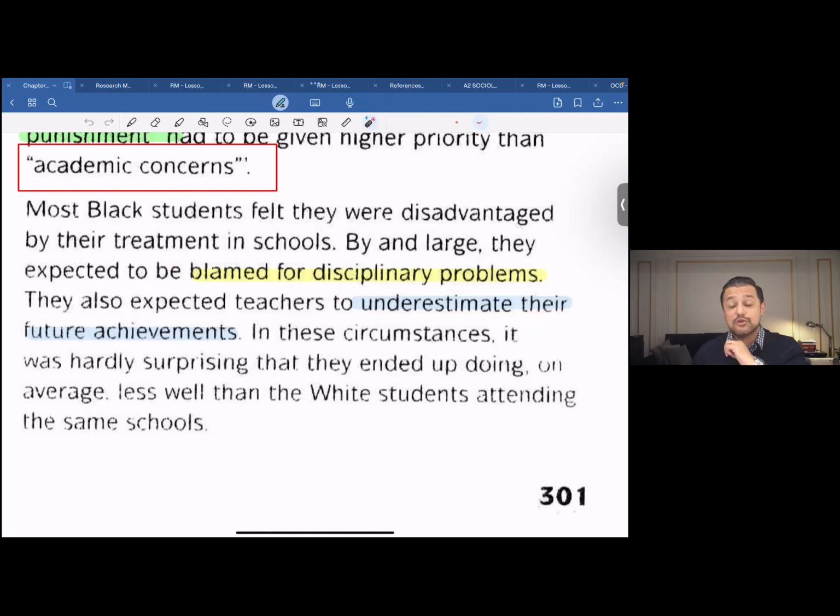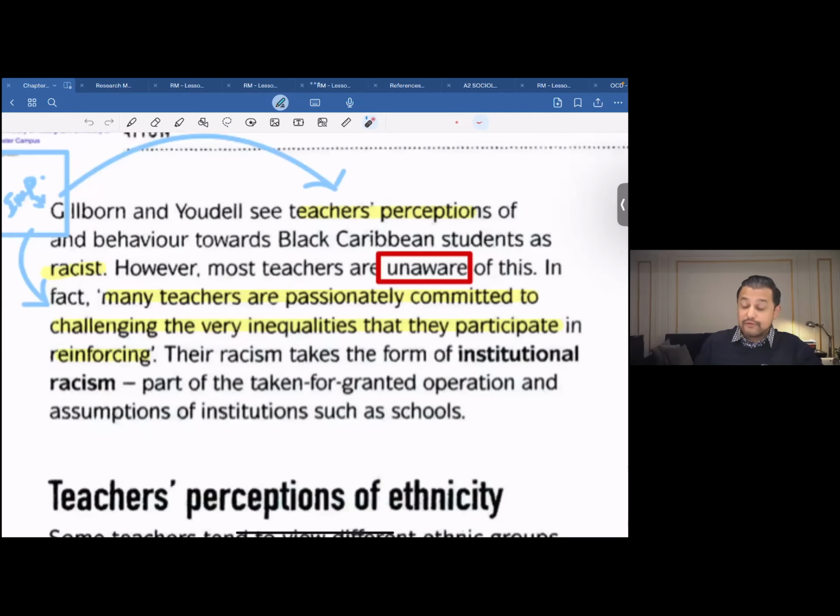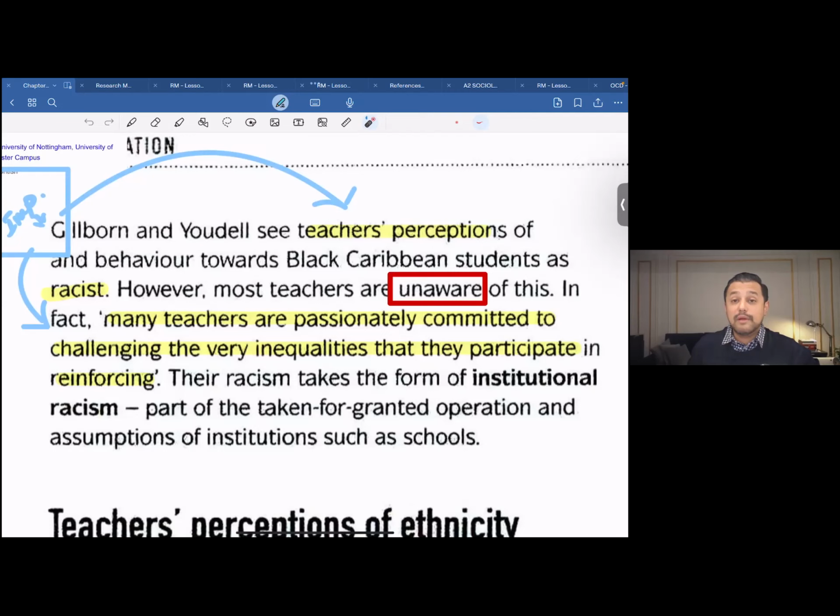the early 2000s. According to Gilborn and Youdell, individuals from Afro-Caribbean origin, Black pupils, end up facing a lot of racism within schools. Teachers often unintentionally end up blaming these students for disciplinary concerns which they feel that they are targeted at, which results in them not performing well.